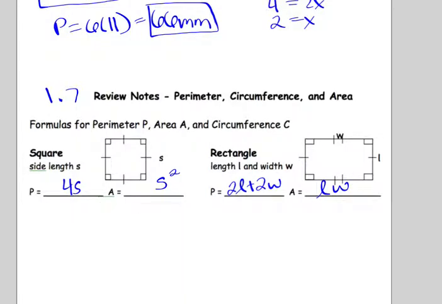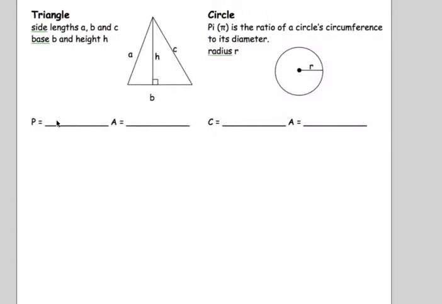Then we also have on the next page, perimeter and area of a triangle. The perimeter of a triangle is when you add the sides. The area is the base times the height divided by 2, or 1/2 times base times height, either way. The circumference can be written in 2 ways. It can be written as 2 pi r, or it can be written as pi d. So 2 pi r or pi d. The area is pi r squared.